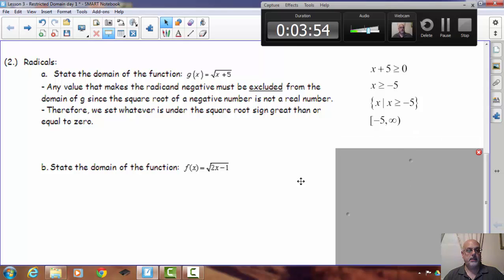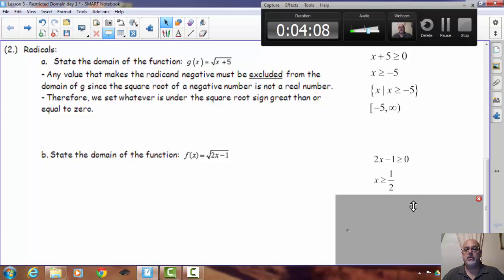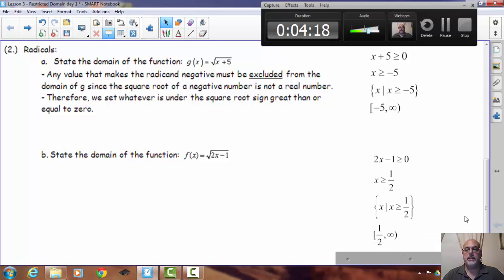Let's look at another example. F of x is equal to the square root of 2x minus 1. So we take the 2x minus 1 and set it greater than or equal to 0. You solve that and find out that x is greater than or equal to a half. That's what it is in set builder notation, and that's what it is in interval notation. There's a bracket, 1/2, comma, infinity, and infinity is always followed or preceded by a parenthesis, not a bracket.